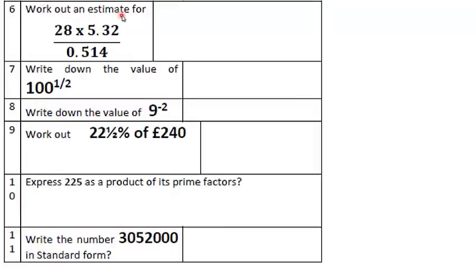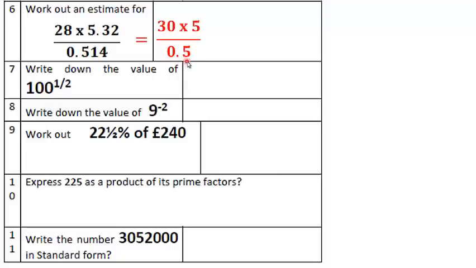Question 6, the key word in question 6 is estimate. Right, that means each of those numbers in the question I need to round to one significant figure. So the 28 is going to become 30. The 5.32 is going to become 5, and the 0.514 is going to become 0.5. So I need to rewrite them like that.